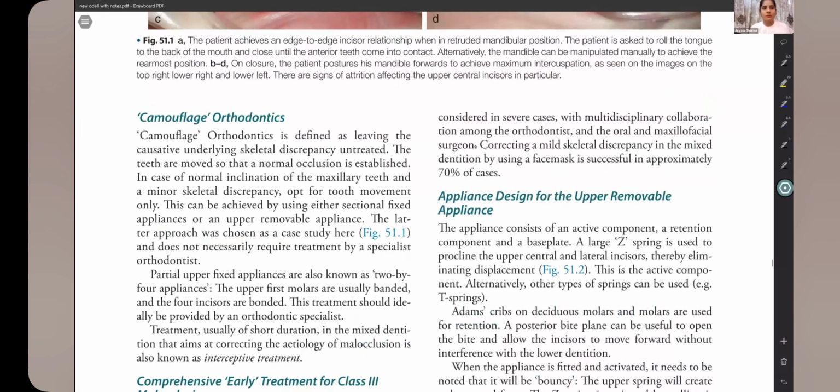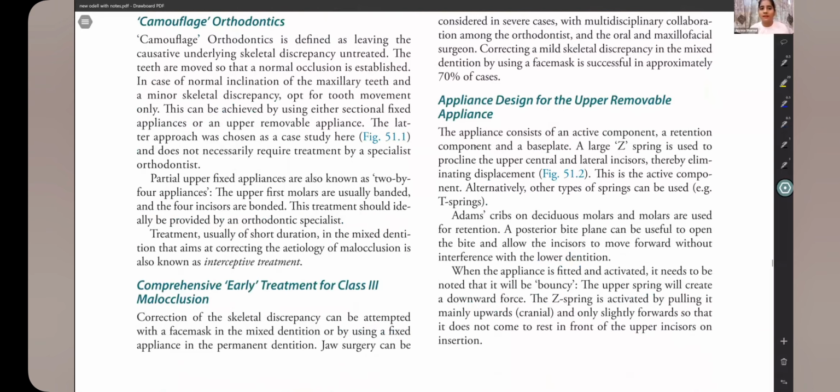Now, what is camouflage orthodontics? Camouflage is defined as leaving an underlying skeletal discrepancy untreated. So if there was a difference between maxillary and mandibular growth, say the mandible was a little in excess or the maxilla was a little deficient, without treating the skeletal discrepancy, you just try to mask and correct the overjet with your fixed orthodontics or your removable. That is your camouflage orthodontics.